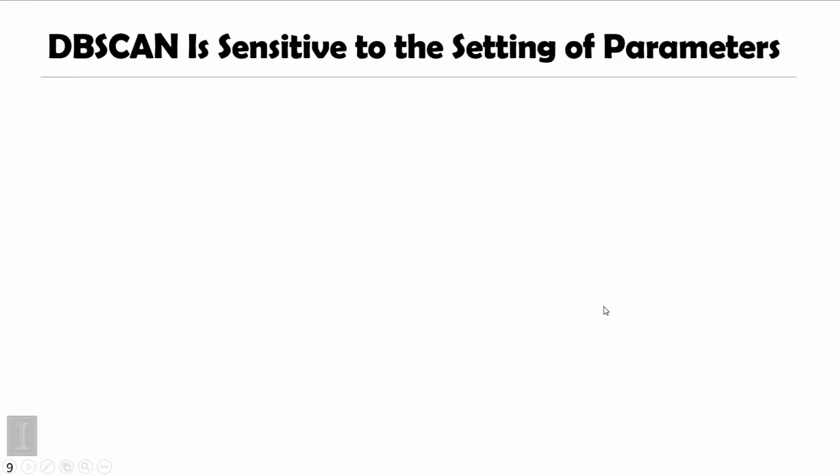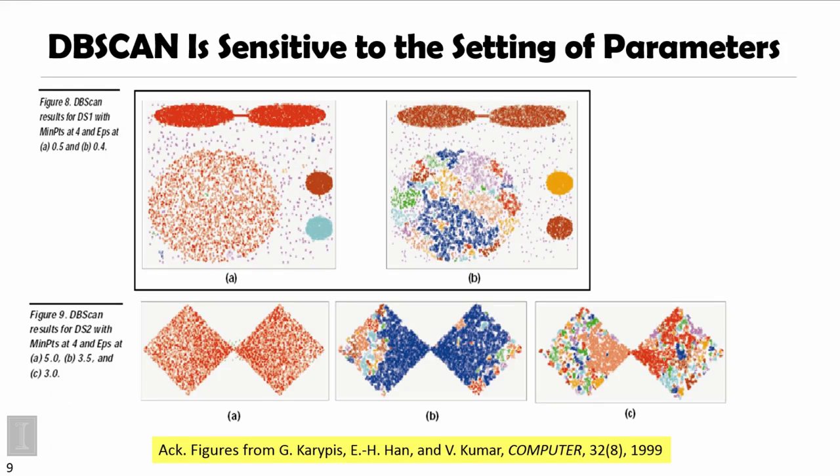However, DBSCAN is sensitive to the setting of parameters. This was published by Ankerst's group in 1999 in Computer magazine. They show DBSCAN, for example, if you set the minimum number of points as 4, and for epsilon you set this disk radius as 0.5, you find pretty nice clusters. However, if you set 0.4, you probably can see you find many clusters, but they are pretty ugly.